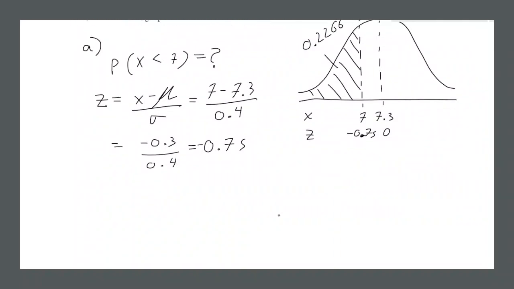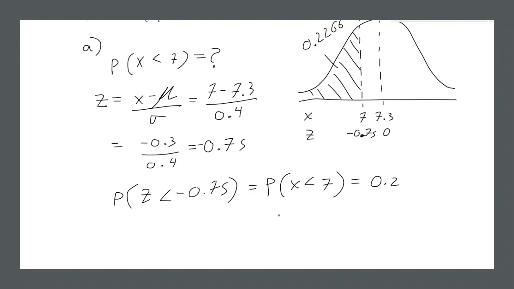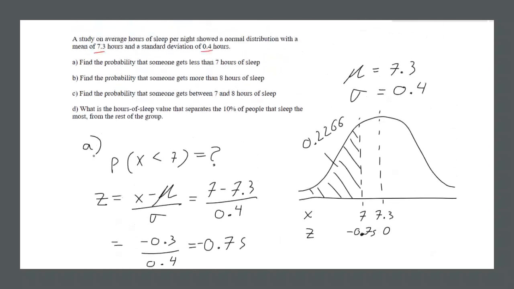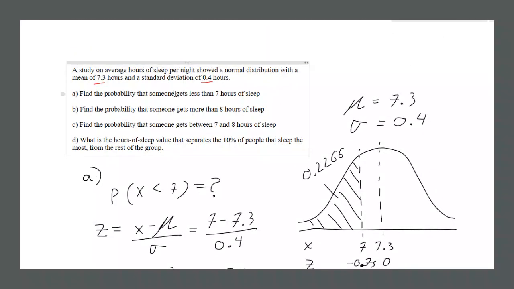So the probability of a z value being less than negative 0.75, which is the same as the probability of x being less than 7 in our case, is 0.2266, or in percent form, 22.66%. And that's part A. Now, on to part B. Find the probability that someone gets more than 8 hours of sleep.